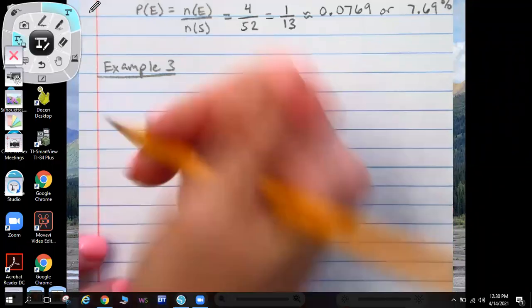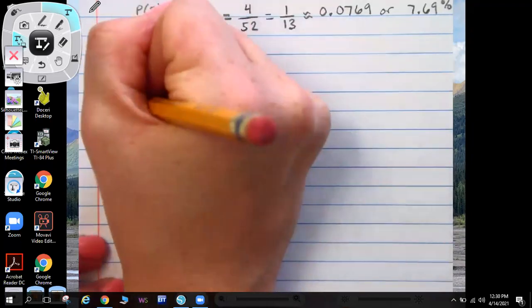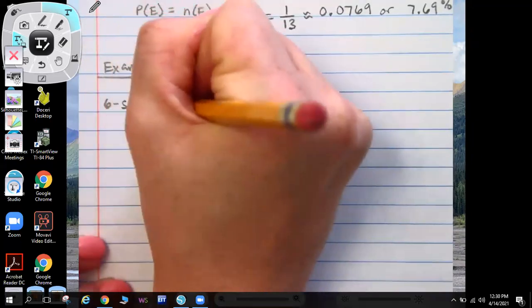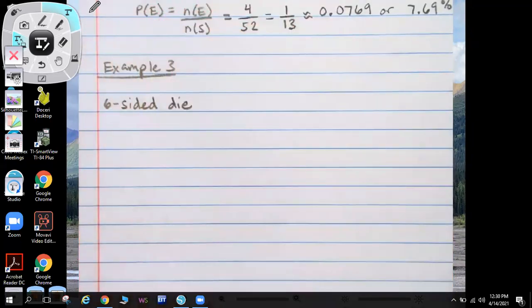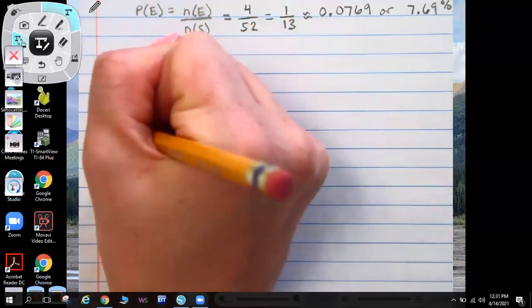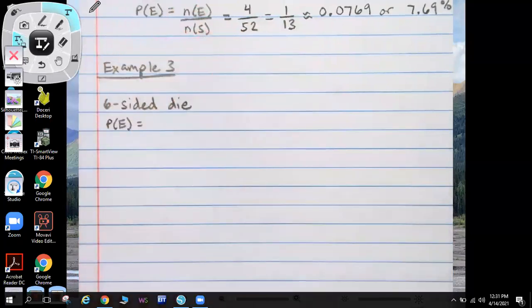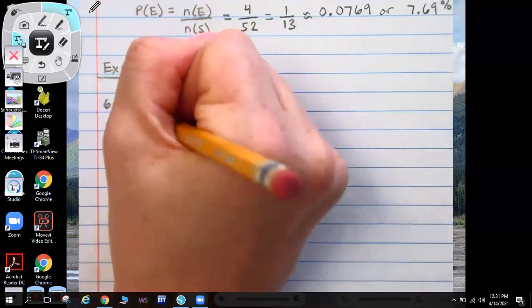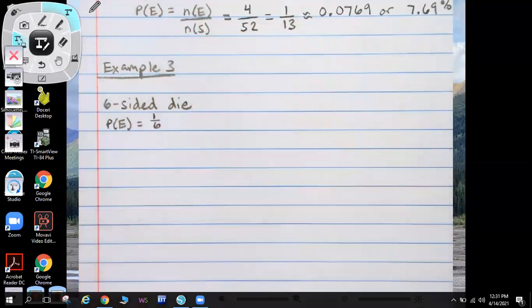So let's compare. We have a 6-sided die. The probability of rolling any number on this 6-sided die is 1 over 6, correct? You have a 1 in 6 chance of rolling a 1, 1 in 6 chance of rolling a 2, and so on.